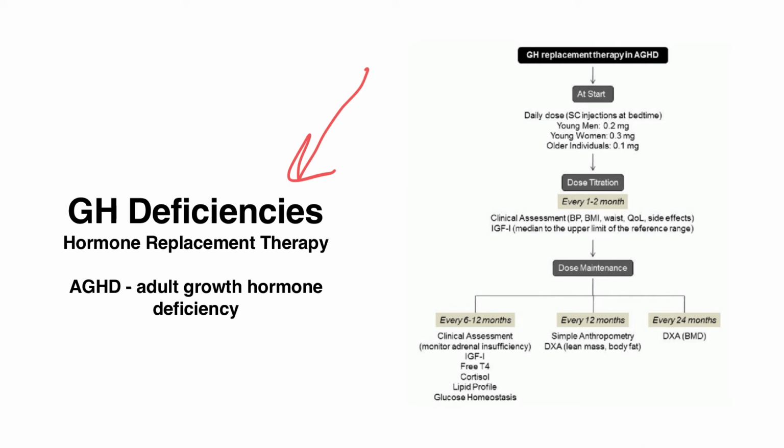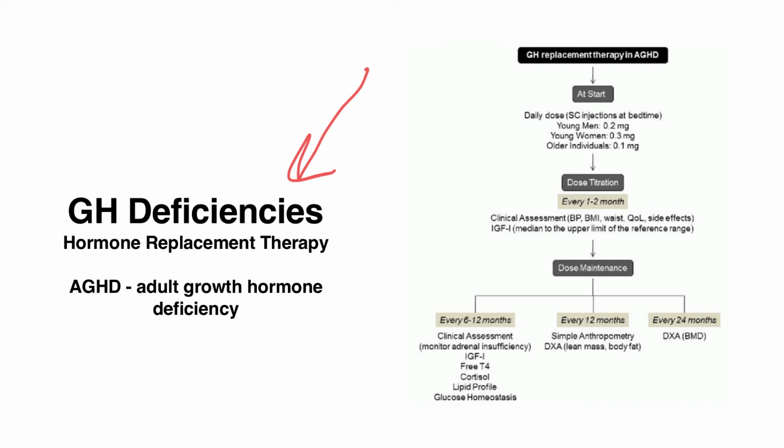And substituting growth hormone in pediatric patients is a cornerstone of therapy. It's one of the most popular reasons why hormone replacement therapy is done, and it's long-standing, and it's been used for a very extended amount of time. What's newer is using it with adults.